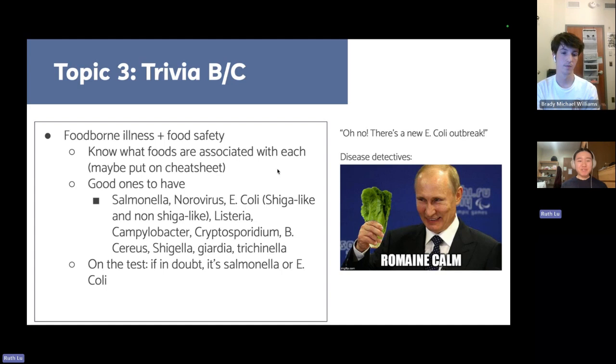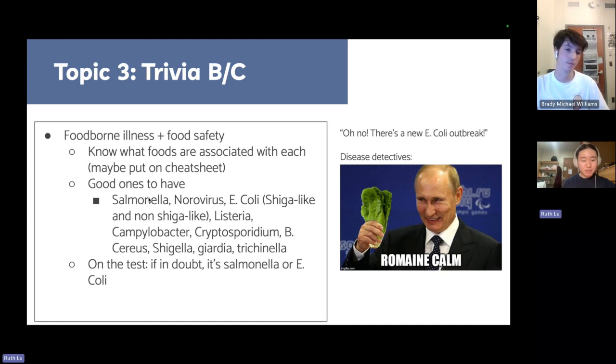So first, foodborne illness and food safety. This often shows up on tests because it is a very interesting and pertinent topic. Just recently there have been so many foodborne illness outbreaks. First of all, know which foods are associated with some common illnesses. For example, salmonella is usually eggs or something. Listeria, like the one recently, deli meat, soft cheeses, that kind of stuff.